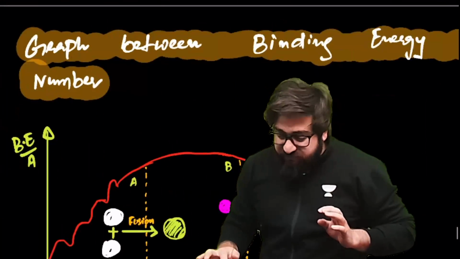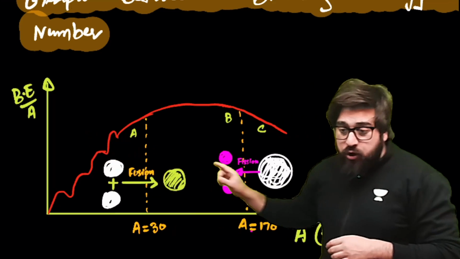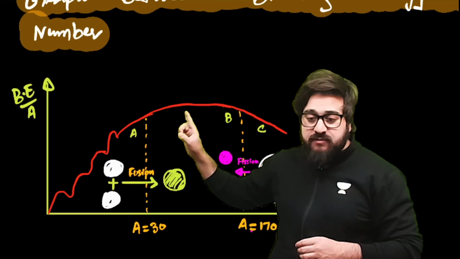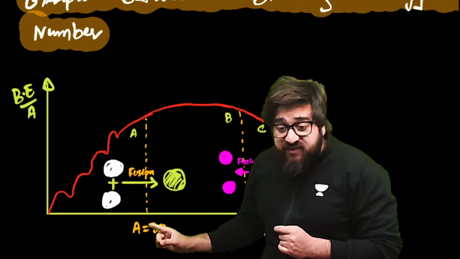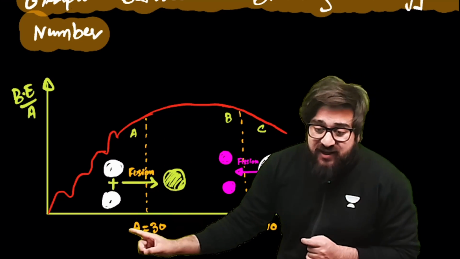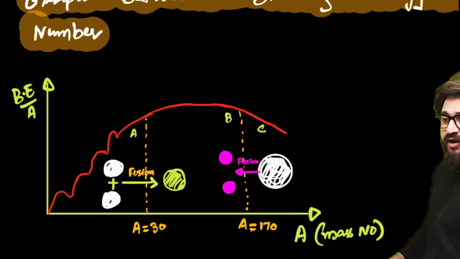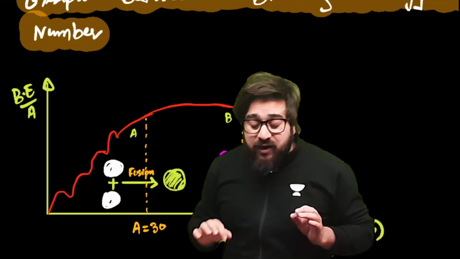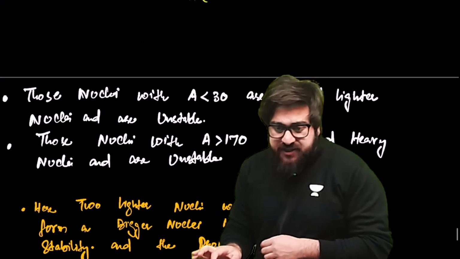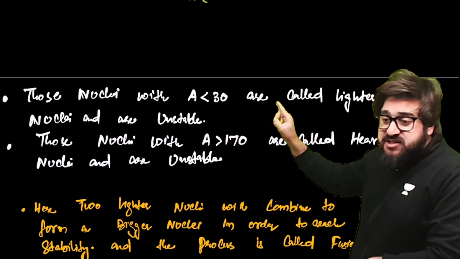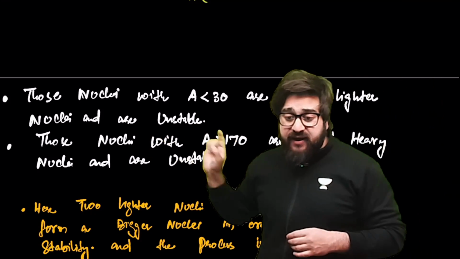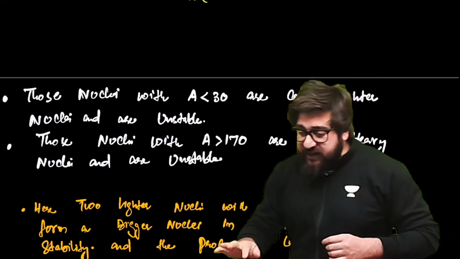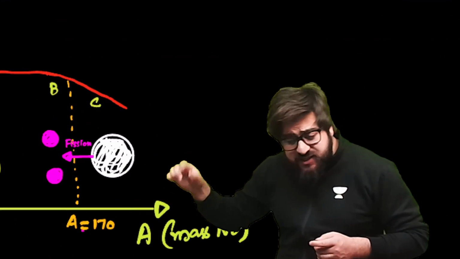Now, binding energy per nucleon versus mass number. My dear friends, experimentally the graph came out to be something like this. On this axis we plot mass number. Those nuclei with mass number less than 30 are called lighter nuclei, as mentioned over here, and are unstable. And those nuclei with mass number greater than 170 are called heavy nuclei. These are also unstable.